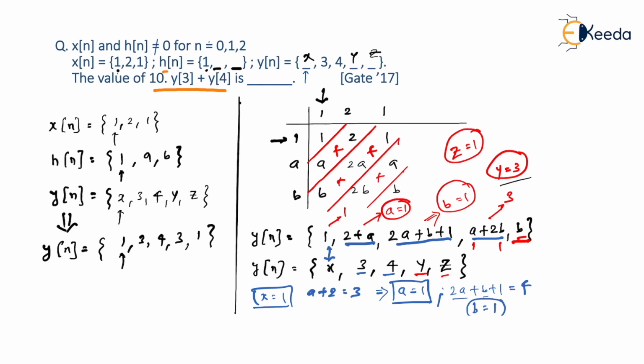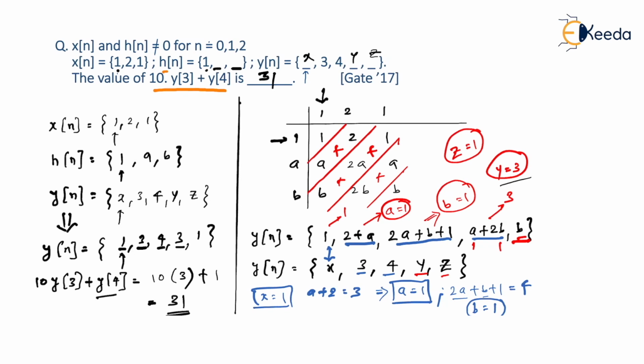And now finally I can go for my question. What I need to calculate is 10 times y of 3 plus y of 4. Here y of 0, y of 1, y of 2, and y of 3, so y of 3 is 3 and y of 4 is 1. If you calculate, you'll get this as 31. So 31 is the correct option for this question.